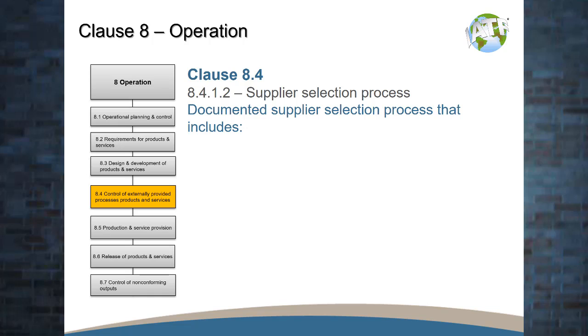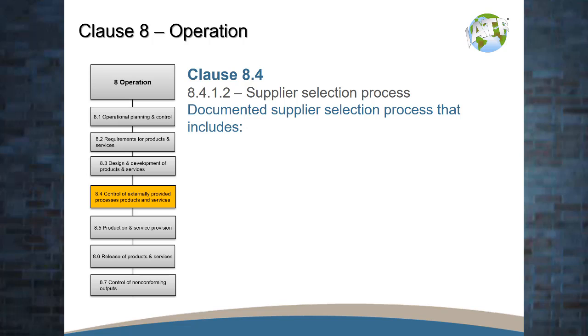In 8.4 we see control of externally provided processes, products, and services. So really the supplier side of things, you see this emergence again of the word supplier, which is great because I don't know about you, but I call suppliers suppliers. It's a very interesting and pivotal moment in American language, but I don't call them external providers and get kind of tripped up on that term.